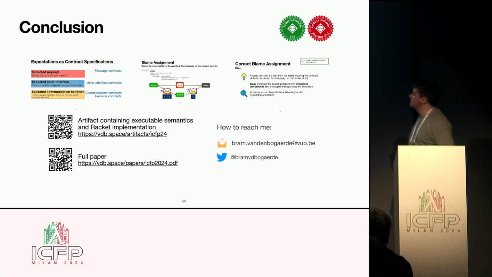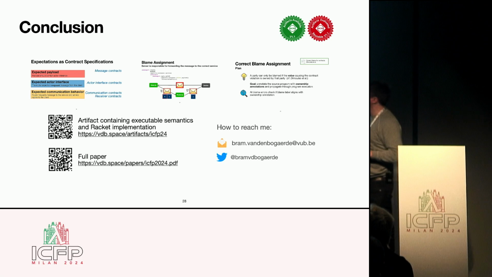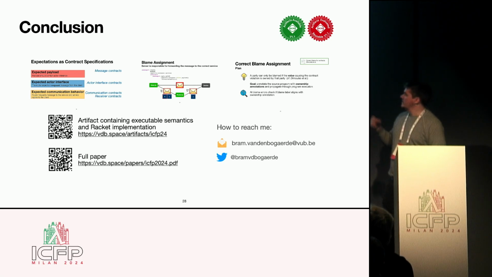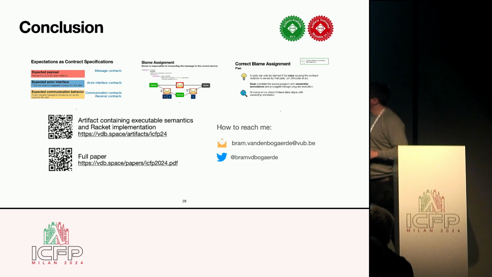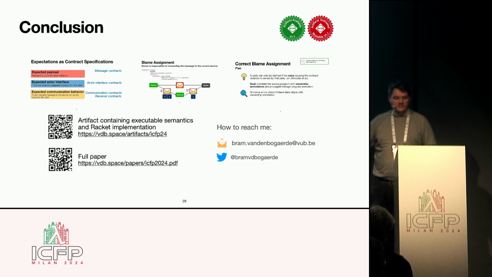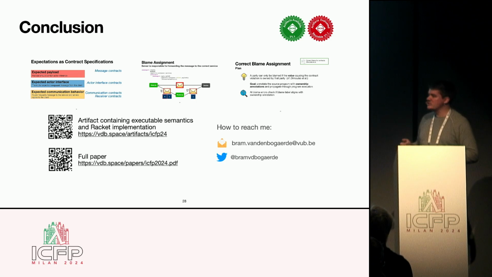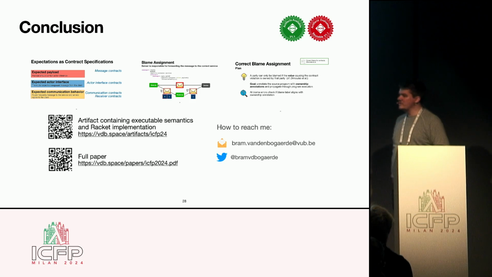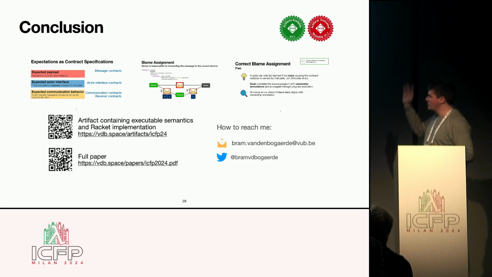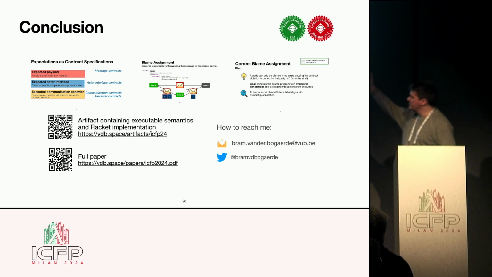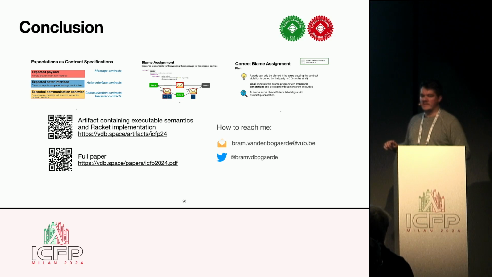To conclude, we've proposed a contract system to express constraints over expectations. We have expectations on the actor interface, on the payload, and on the communication behavior. We have proposed a blame assignment semantics for this contract system, and we have proven this correct. You can find more details in the paper, and the artifact is also available at the following link. Thank you.